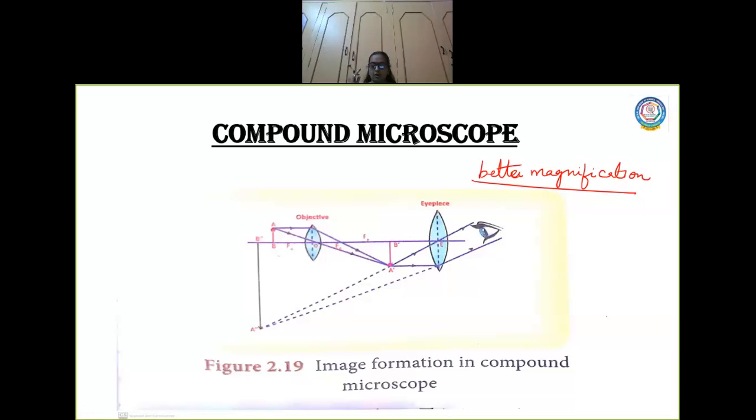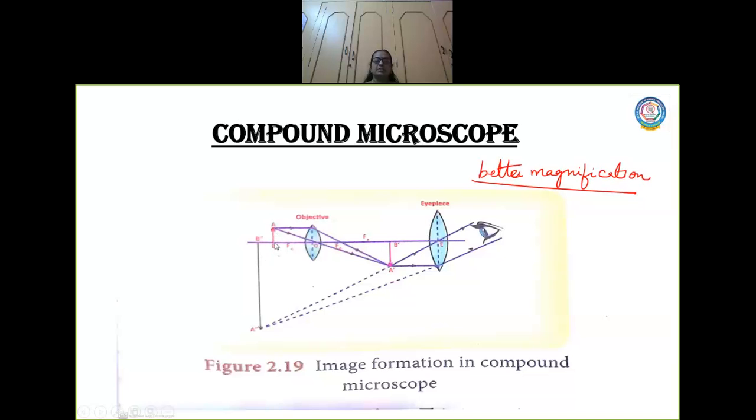The position of the eye lens is adjusted in such a way that the image A'B' is within the principal focus. Now this eyepiece forms a virtual, enlarged and erect image on the same side of the lens. This is the virtual image that is formed. Now look at the object here.